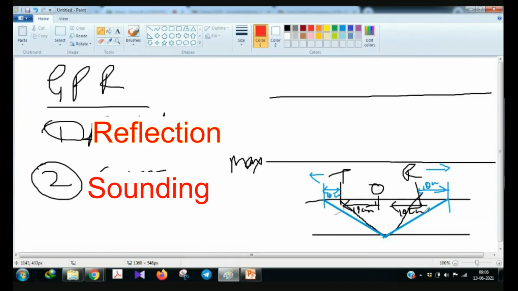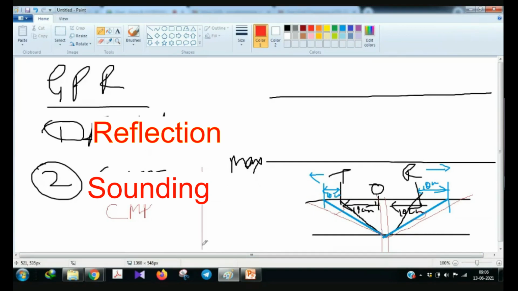For the second position, that will be the ray path. For the third position, that will be the ray path. That's why at this location you have 1D data, 1D information of several layers. And generally this is called the sounding or the common midpoint survey, that is CMP.